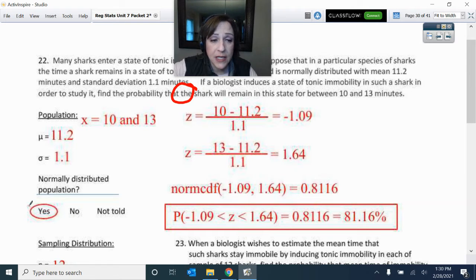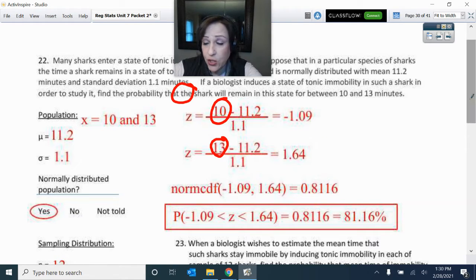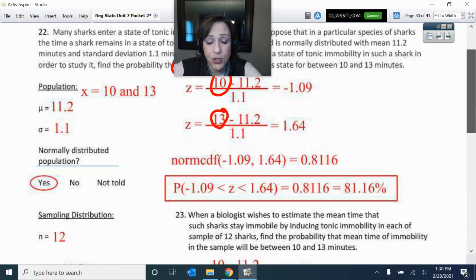So it was really important that it was normally distributed, okay, and then we were looking for a single shark between 10 and 13. So we had two z-scores, one made off of the 10 and one made off of the 13. And then we found the area in between those two, which was 81.16%.